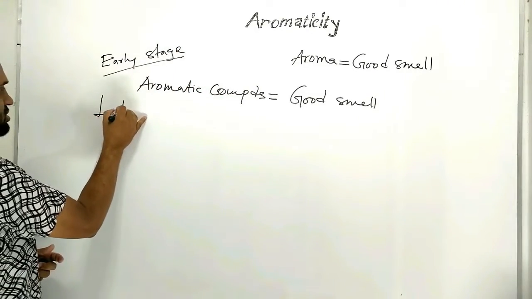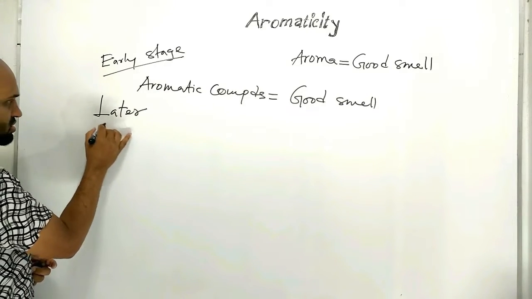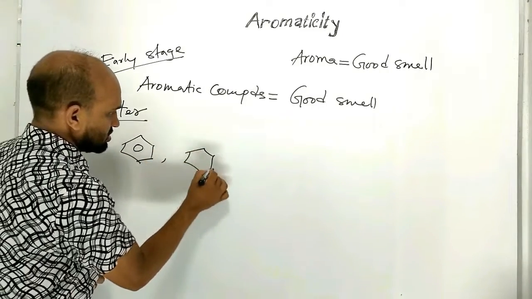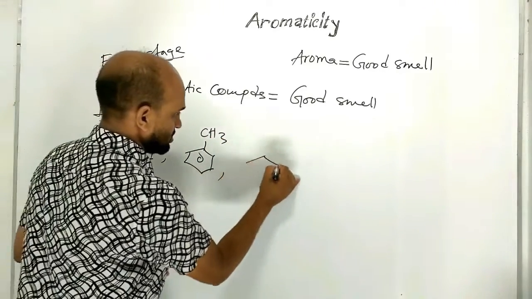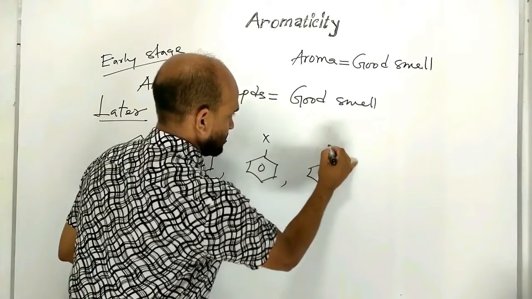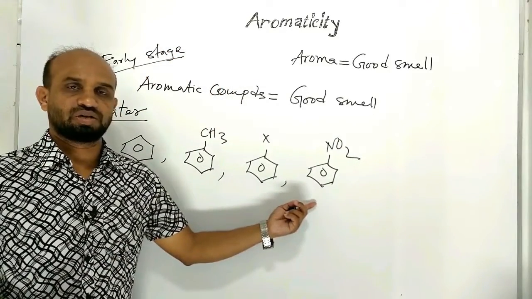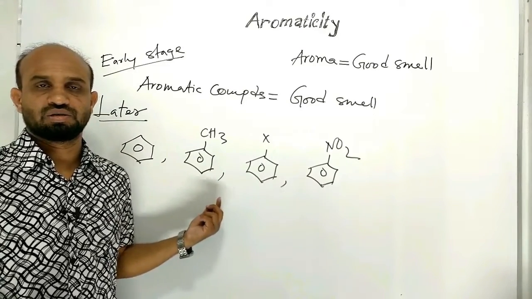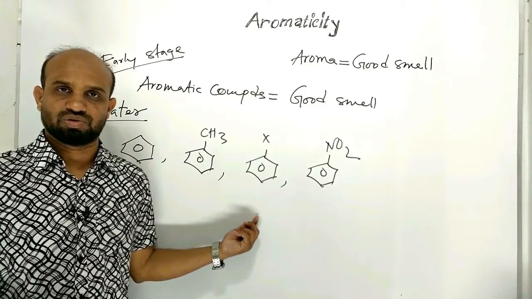Later, the definition is revised as benzene and derivatives of benzene. This is one derivative of benzene. This is a derivative of benzene. These are derivatives of benzene. That is, now the definition is benzene and derivatives of benzene are aromatic compounds.